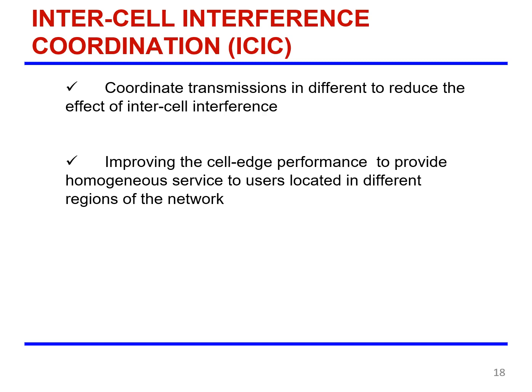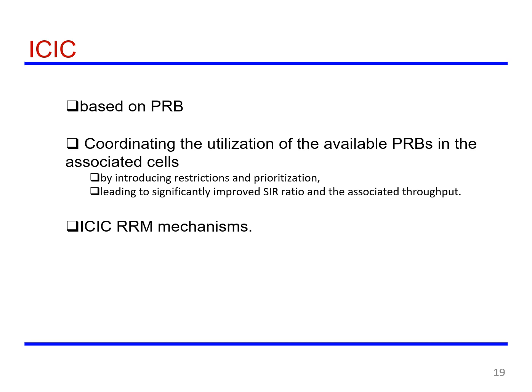Apart from ANR, another feature that is there, as we have seen in self-optimization, is ICIC. ICIC, as I told you, will reduce the cell edge interference problem, thereby improving the cell edge performance, and that is a major advantage of ICIC. So what is ICIC based on? ICIC is normally based on physical resource blocks, PRBs. The ICIC implementation by SON will be done by coordinating the utilization of available PRBs.